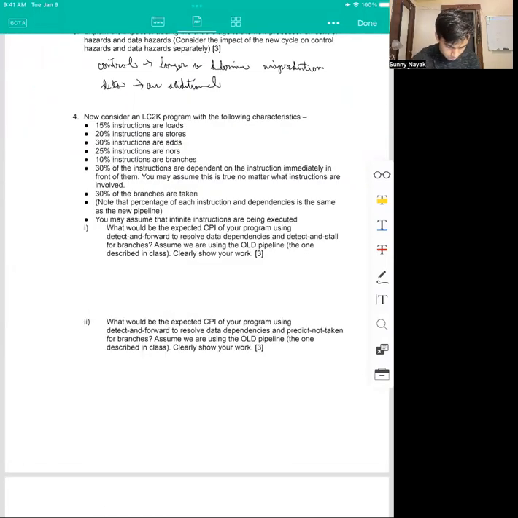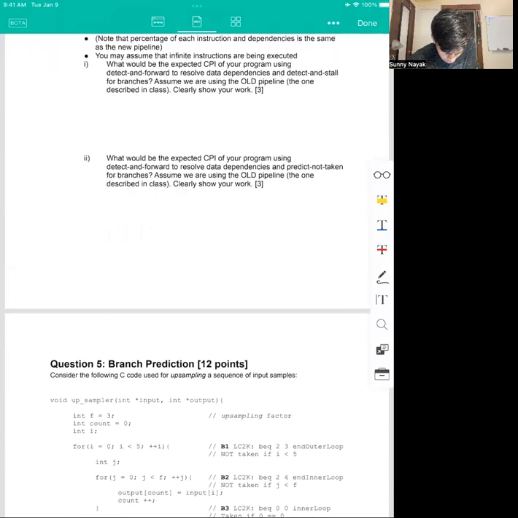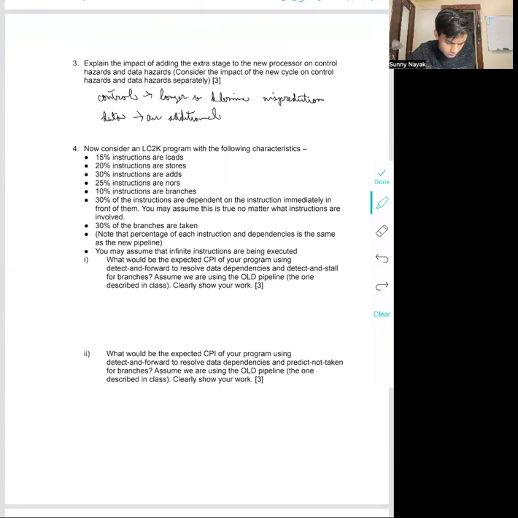Okay, so then it says, consider a new program, the modified characteristics. So recalculate. What would be the expected CPI using detect and forward, detect and stall. Okay, old pipeline. So these questions are kind of like throw your new pipeline out the window. We're going to stick to the old one.